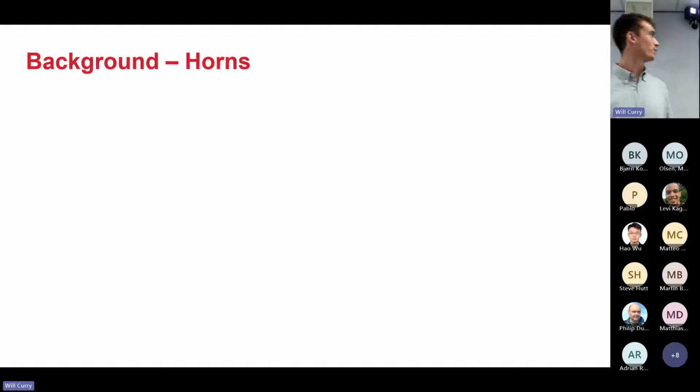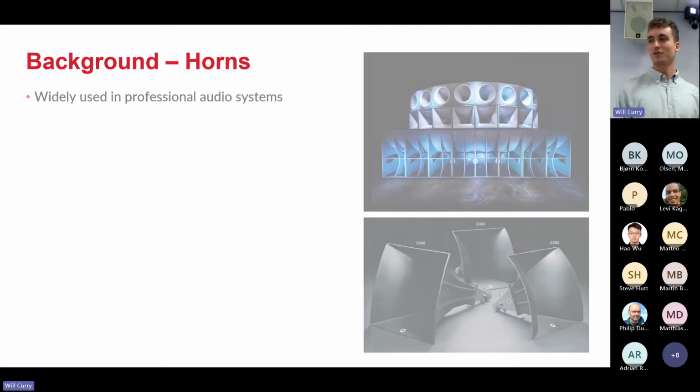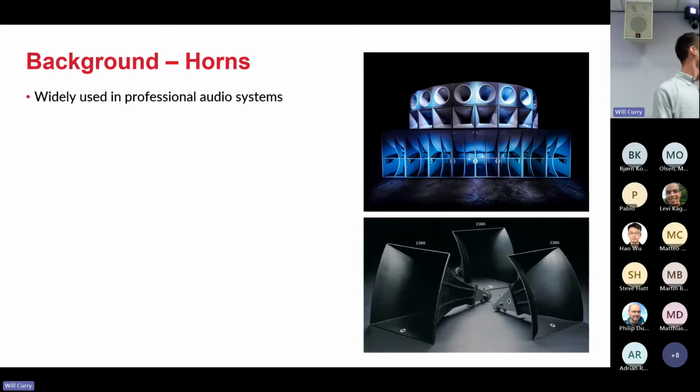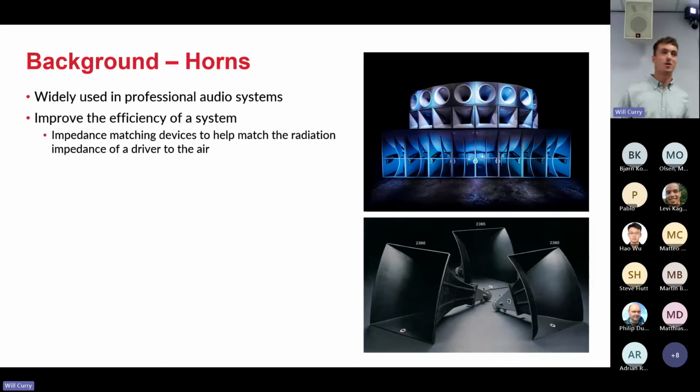So some basic background stuff. Horns, they're widely used in professional audio systems. Here's some pictures of horns with really nice background shading and the lights. They are used mostly for two reasons: to improve the efficiency of the system, so they match the impedance of the driver to the air, and then they are also used for directivity control, which is especially the case for high frequency devices in Pro PA.